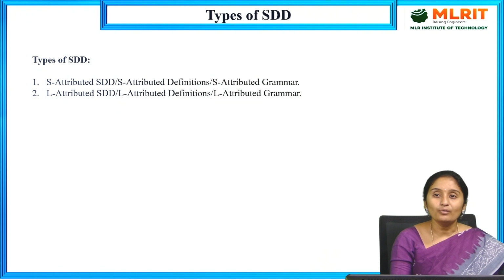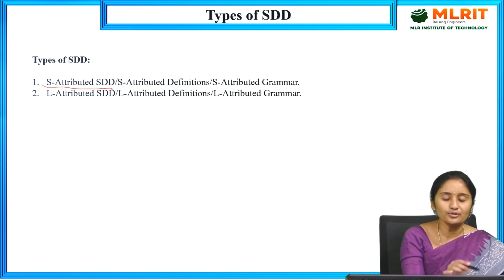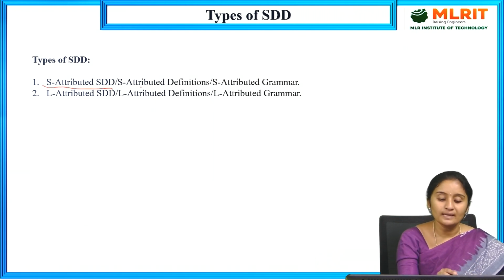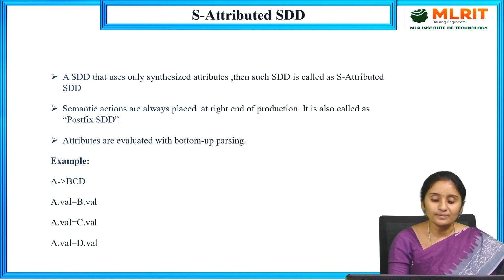The next one: what are the types of syntax directed definitions we have? There are two types. The first one is S attributed SDD, which we can also call S attributed definitions or S attributed grammar. The second one is L attributed SDD, or L attributed definitions or L attributed grammar. These are the two types of syntax directed definitions. First, S attributed SDD.